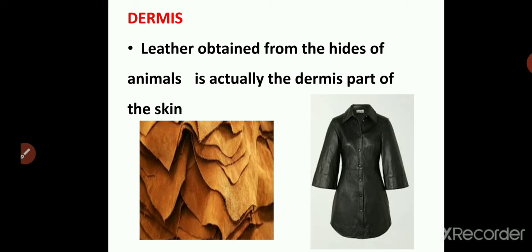Normally, what is the dermis? What can you see in the picture? Yes, you guessed it right. It is the leather, as well as a leather jacket. So the leather obtained from the animal's skin is actually called the hide of the animals. So which part of the skin is it? It is actually the dermis part of the skin. So the leather obtained from the hide of animals is actually the dermis part of the skin.